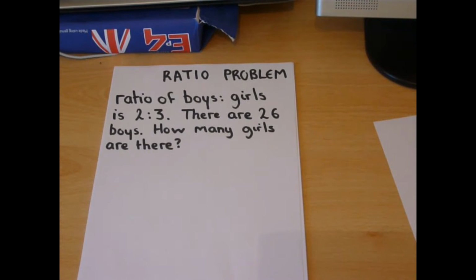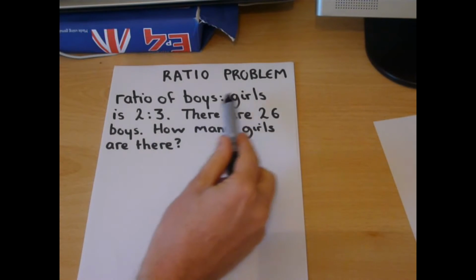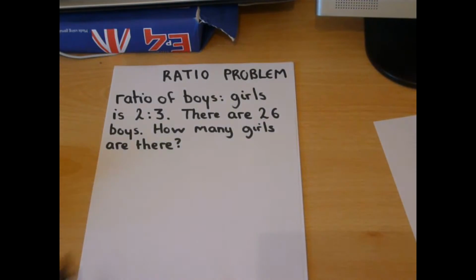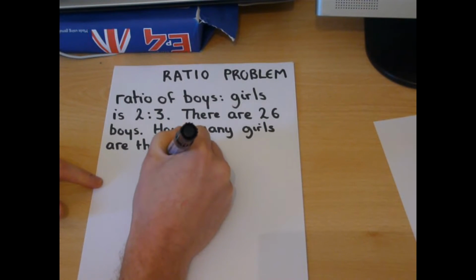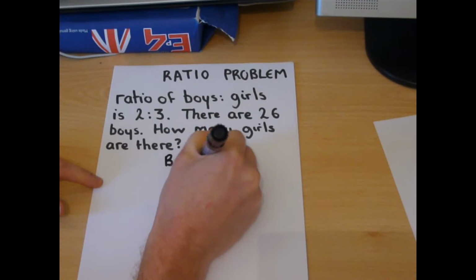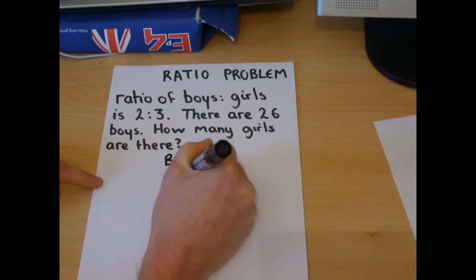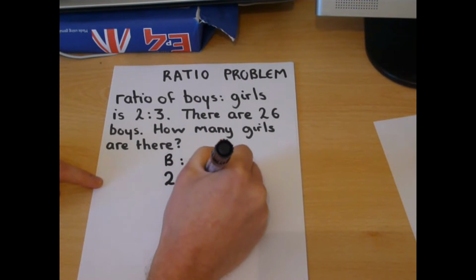I am now going to talk through 3 ratio problems. These are all typical questions you might expect in your GCSE. So we are told a ratio of boys to girls, which is 2 to 3. This means for every 2 boys in the room, there are 3 girls.